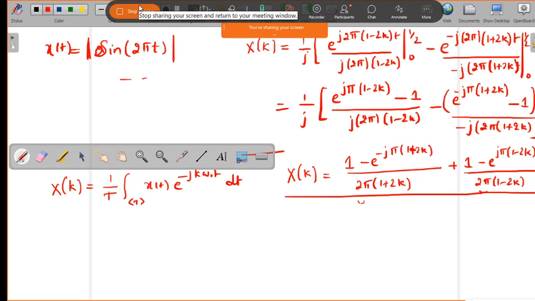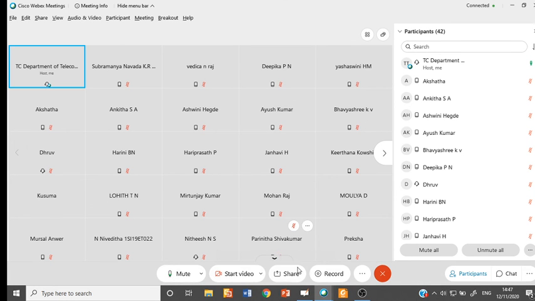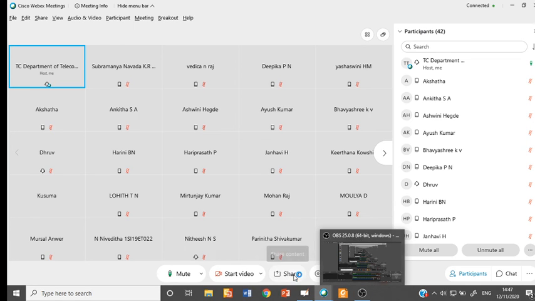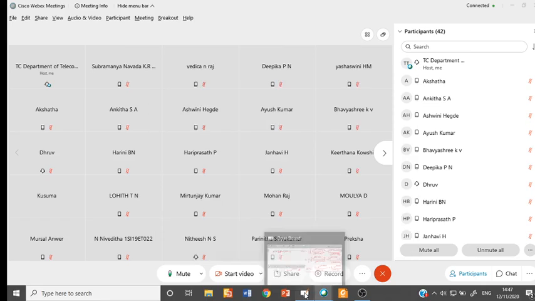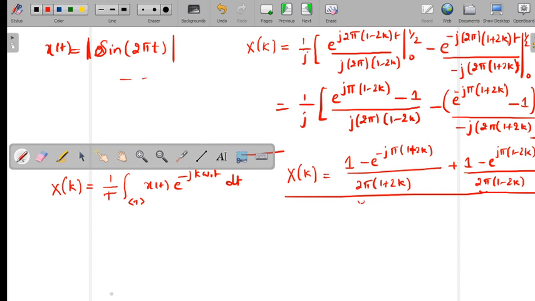Now try to evaluate one more problem, and try to do it before the next class. Try this one. x(t) is given by cos(2t + π/4). This is the signal given. Now find the Fourier representation and the Fourier series coefficients X of k.